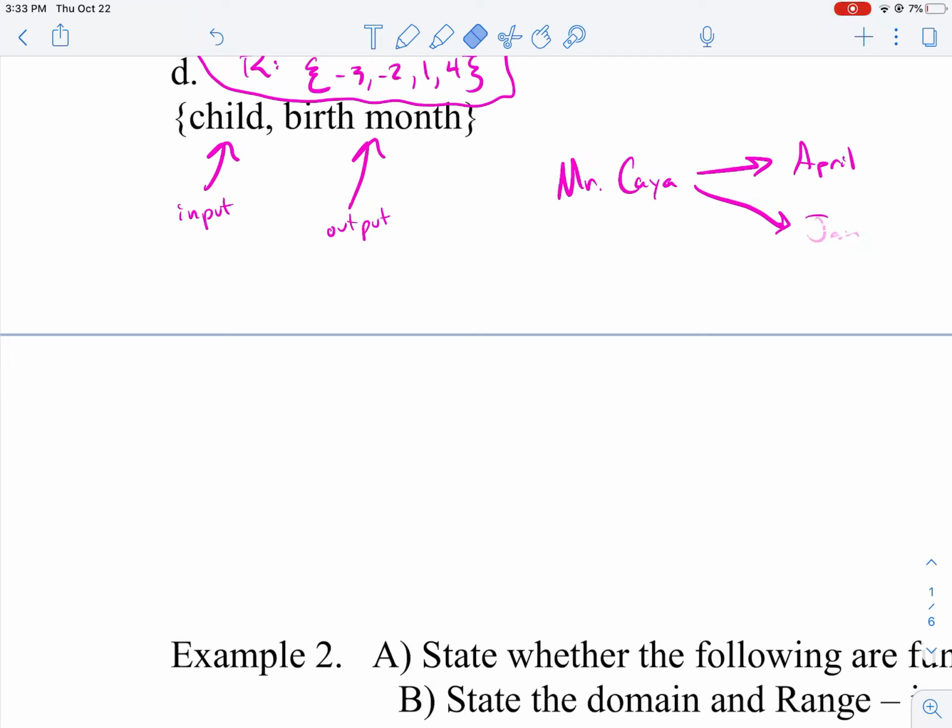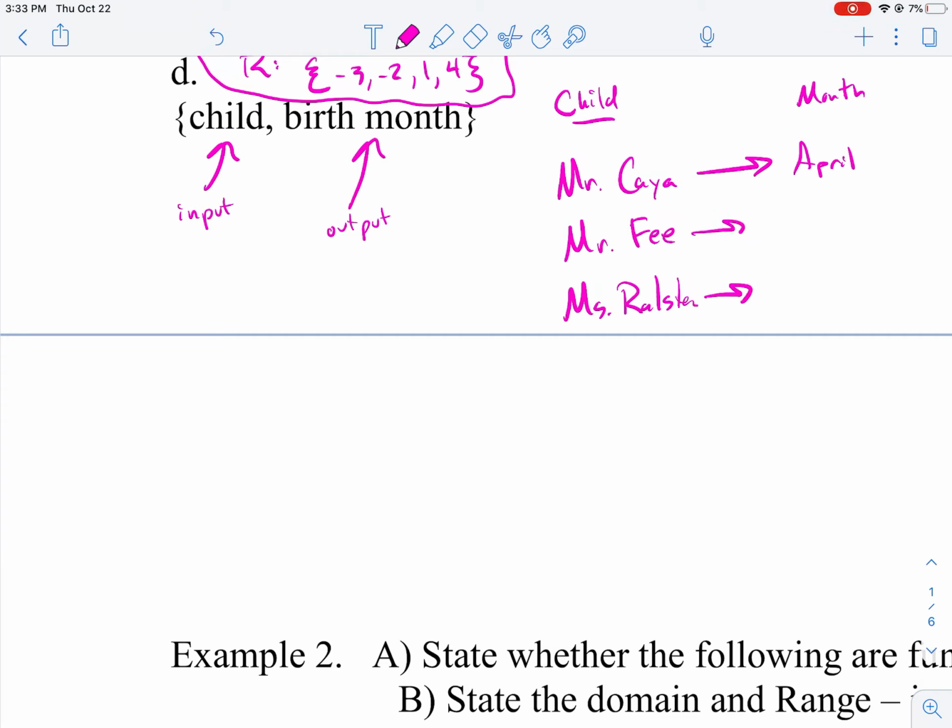Okay? So our input is who you are, right? Your child. And I guess I'm considered a child, right? And your output is your month. All right, and so no matter what you put in there, so if I put Mr. Fee or Miss Ralston, right? Those guys only have one birth month. Not too sure what it is, okay? You remember your input is just the person, and your output is the birth month. So therefore, we have a function here, okay? Because you can't be born twice.